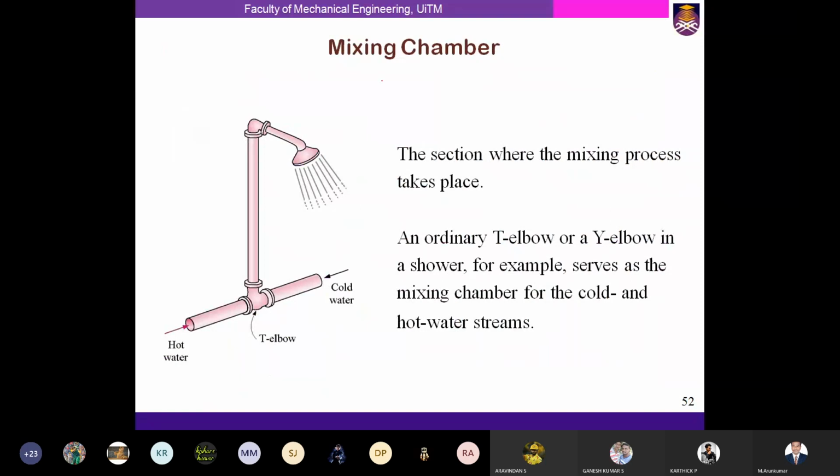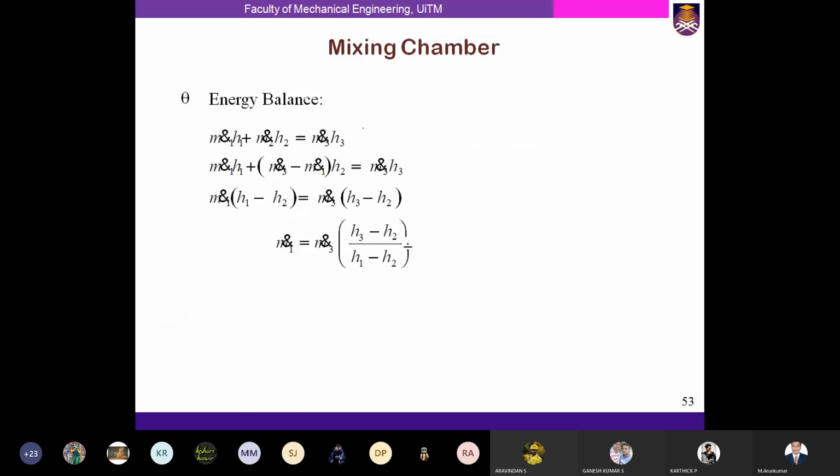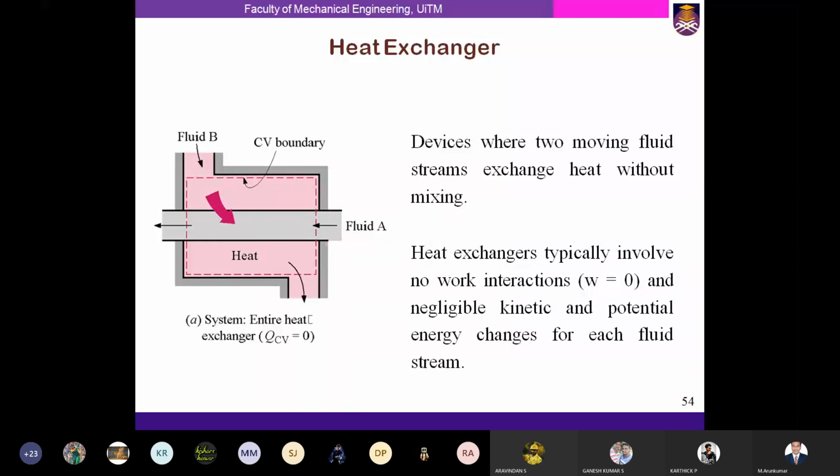Again, the final application is the mixing chamber. It's like our normal hot and cold water mixing in our tap, where the mixing process takes place. An ordinary T elbow or a Y elbow in a shower, for example, serves as the mixing chamber for the cold and hot water streams. So this is an example of a mixing chamber. This is also an application of the steady flow energy equation. The mixing chamber will look like this.